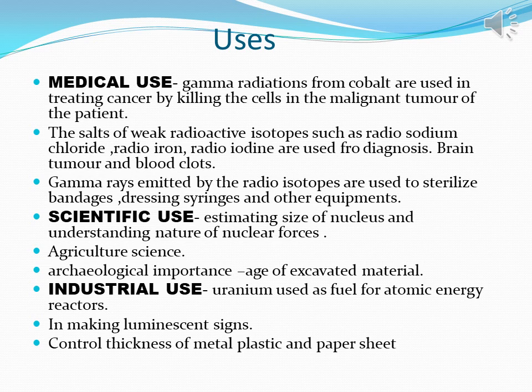Industrial use. Radioisotopes such as uranium-235 are used as fuel for atomic energy reactors. They are also used in making certain luminescent signs. The beta radiations emitted from radioisotopes are used to control the thickness of paper, plastic, and metal sheets.